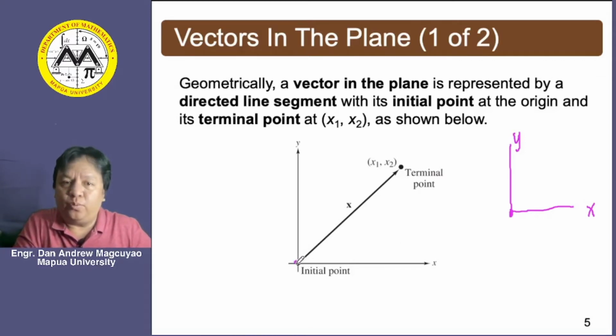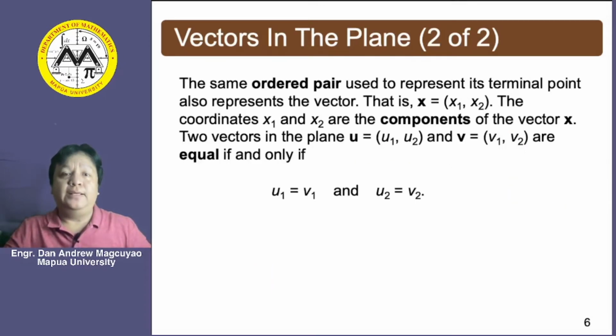So you start with the initial position at the origin 0, 0, and you have your terminal point x sub 1, x sub 2. The same ordered pair used to represent its terminal point also represents the vector. That is, the vector x equal to x1, x2. The coordinates x1 and x2 are the components of the vector x.